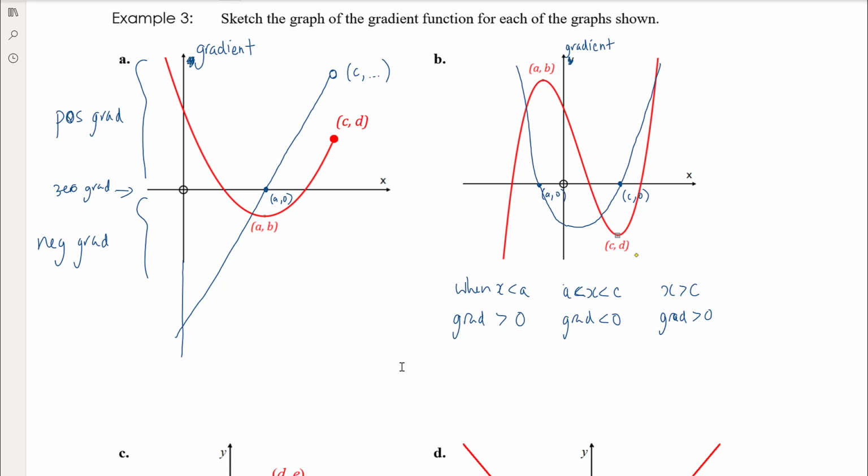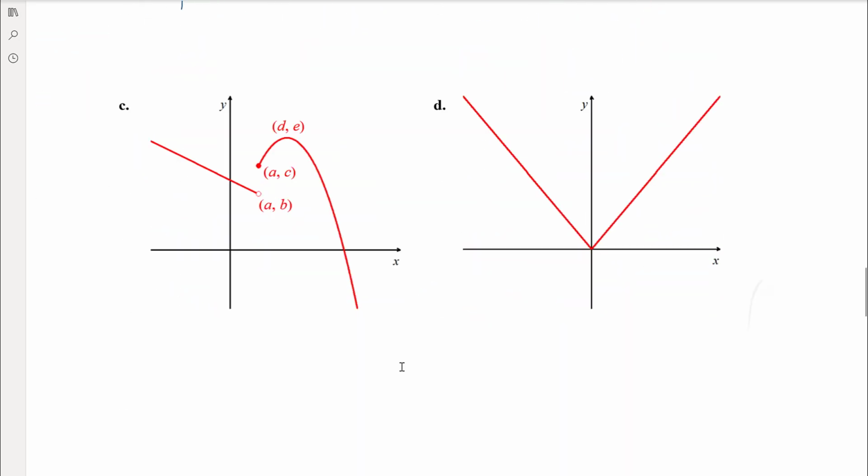I certainly don't know the y-intercept of that gradient graph, but I certainly should have a parabola drawn this way up, a happy face parabola, with x-intercepts at a and at c, and that information should be reflected in my sketch. Okay, so part C, here we've got a hybrid function.